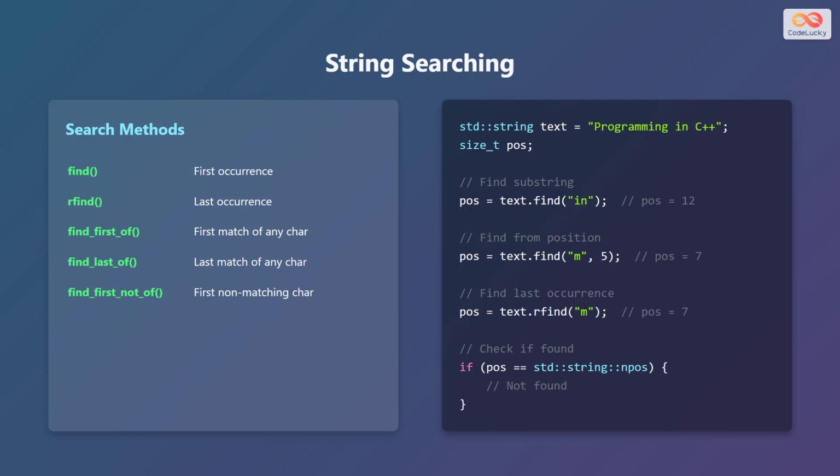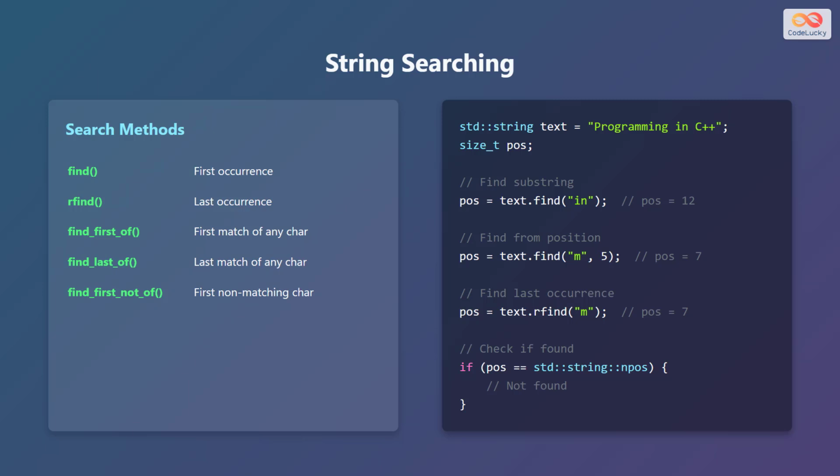C++ strings provide several methods for searching within a string. These methods allow you to find the first or last occurrence of a substring, find the first or last match of any character from a given set, and find the first non-matching character. The find method searches for the first occurrence of a specified substring within the string. The rfind method searches for the last occurrence of a specified substring within the string.